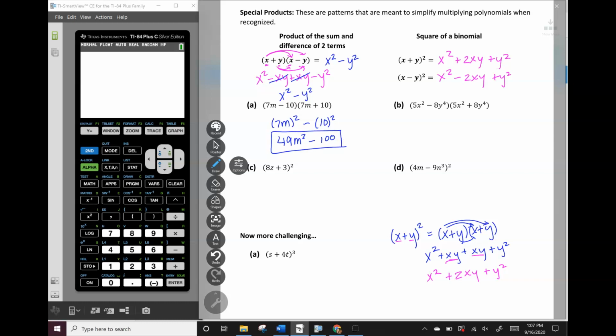Cool. Let's try B. Again, that first pattern. So we want to square the first term, 5x squared all squared, minus the second one squared, 8y to the 4th squared. 25x to the 4th for that first term, and then 64y to the 8th for the second.